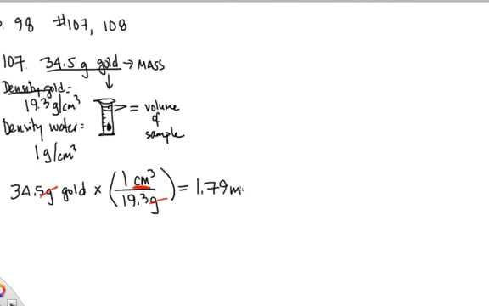1.79 milliliters. So my water is going to rise by 1.79 milliliters in my graduated cylinder. Remember that we always want to put our answers in a nice neat box, so I'll do it there to remind you. Now, number 108.